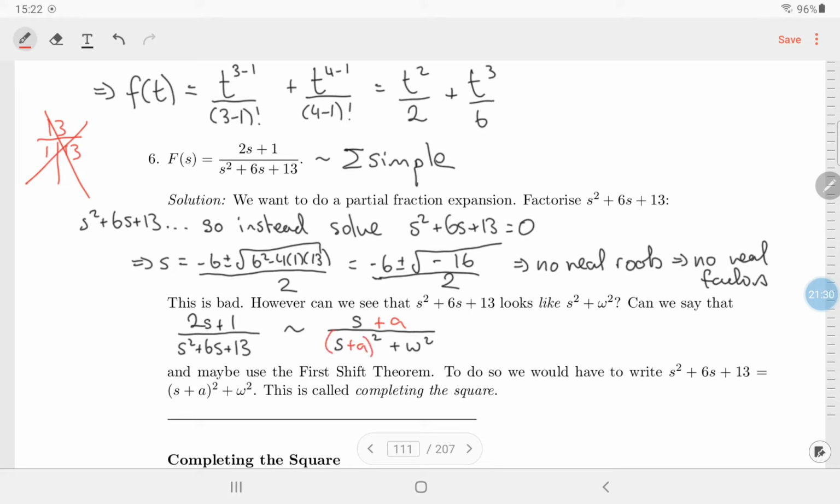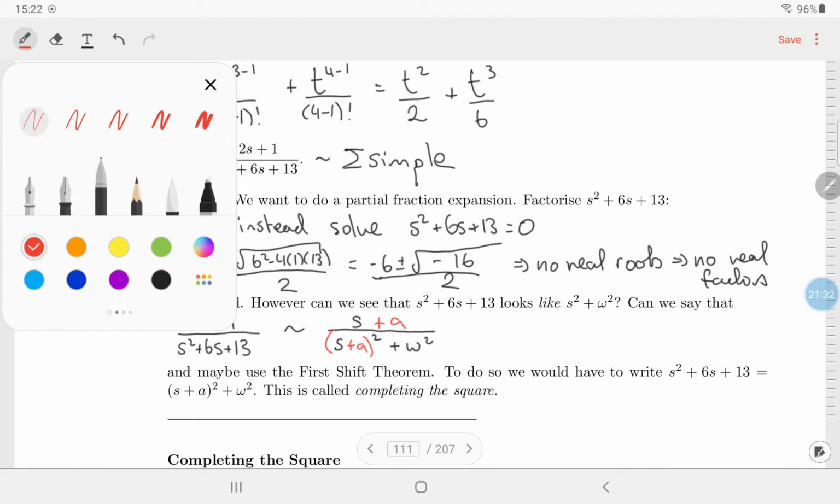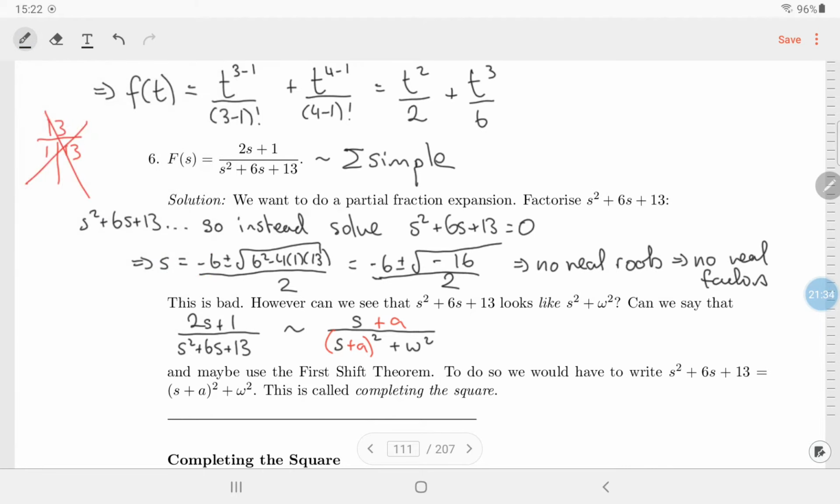Okay? So maybe it's a little bit like that. And maybe it's a little bit like a shifted cosine. So cosine is omega over s squared plus omega squared. But maybe the s is shifted a little bit like that. Right. So this is a possibility. And then you can use the first shift theorem.